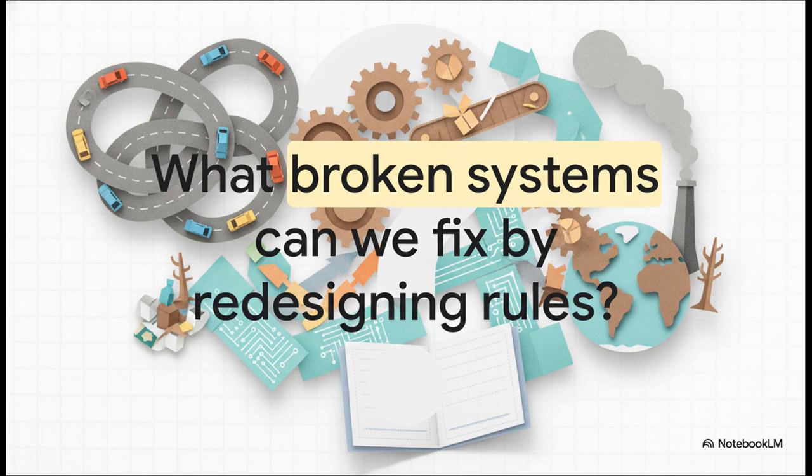Which leaves us with this final powerful question to consider. Think about all the inefficiencies around us every day. Massive traffic jams, supply chain shortages, environmental degradation. What other broken societal systems could be fixed by simply redesigning the underlying rules? Because, as mechanism design clearly shows us, when systems fail, we don't necessarily need to engineer better humans. We just need to engineer a better mechanism.